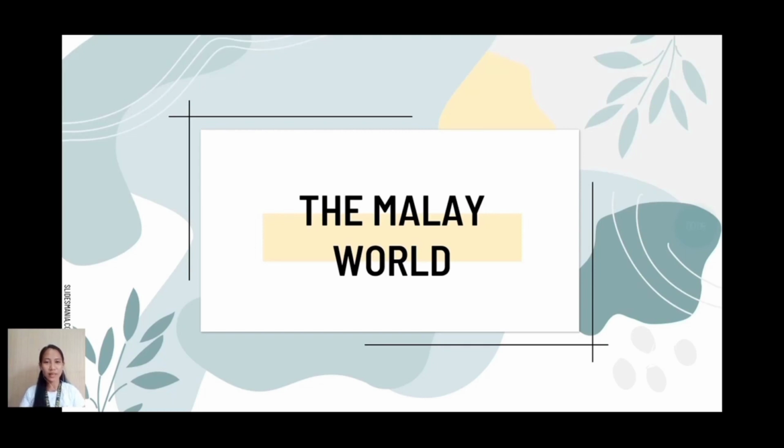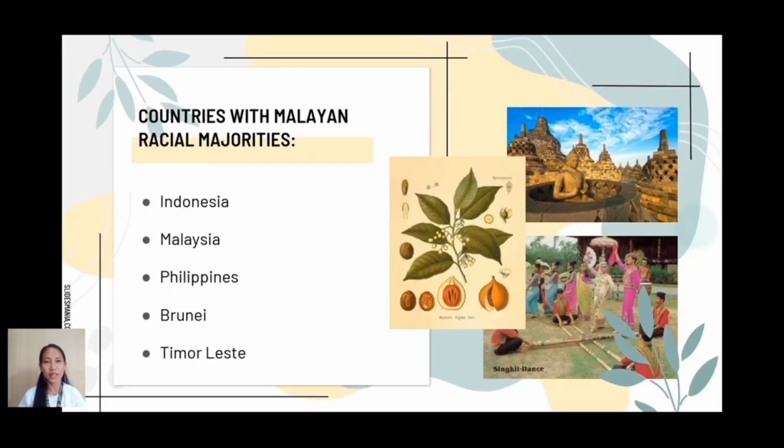Good day, everyone. My name is Brittany Jane A. Bacaro, the second reporter. Now we are going to proceed to the Malay world. The first Southeast Asian group of countries that we will study is the Malay group. The countries with Malayan racial majorities are Indonesia, Malaysia, Philippines, Brunei, and Timor-Leste. Parts of southern Thailand also have Malay inhabitants, but we shall study Thailand in the chapter with Burma.